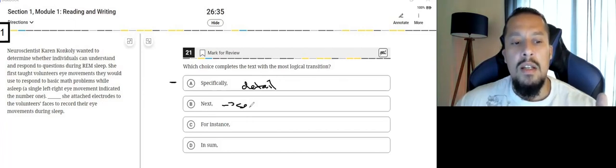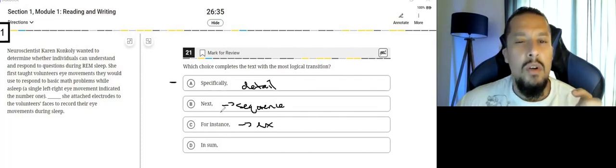Next, indicates some sort of sequence. For instance, it gives an example. Now, specifically and for instance are very close to another. And in sum, obviously, gives us some sort of summary.